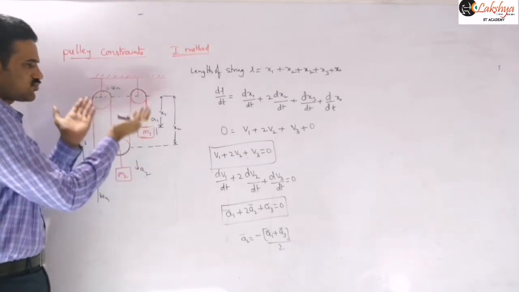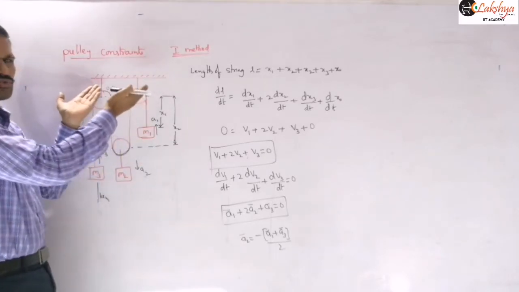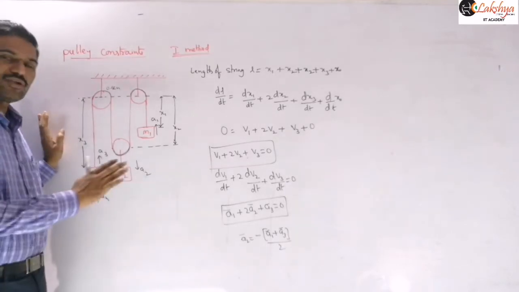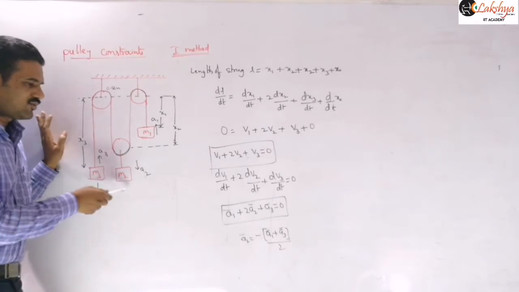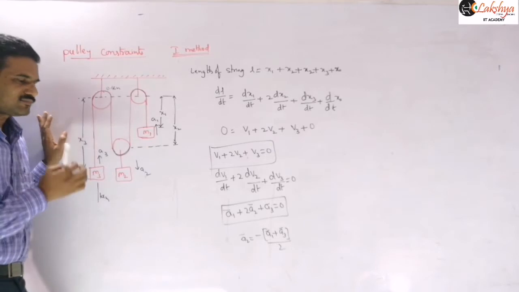Just by seeing the diagram, you can say that if these two blocks are moving in upward direction, this will move in downward direction. It may not be correct. This assumption may not be correct. This block may move down and this block may move up. Anything may happen there depending on those masses.